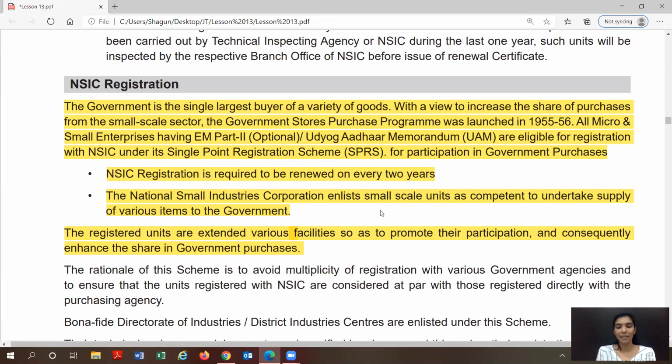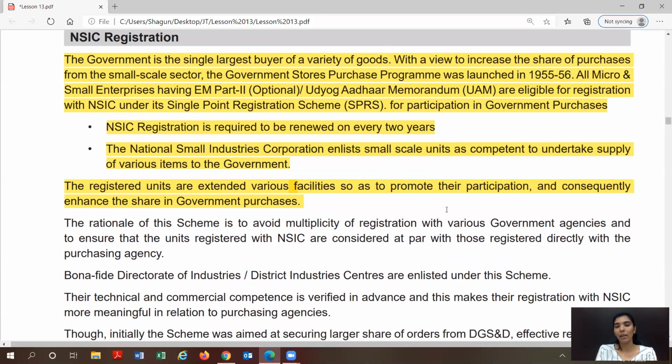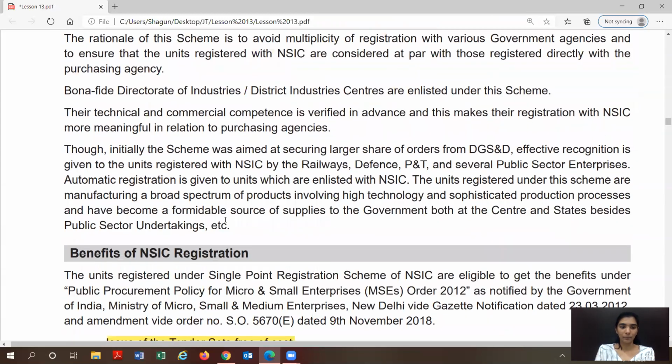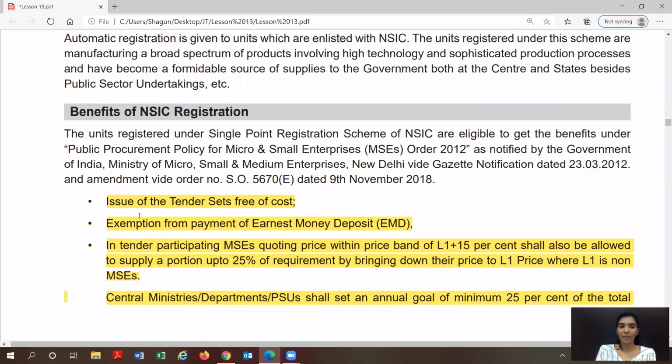So ये NSIC registration क्यों start किया गया है? To give benefits to certain small scale business units to undertake supply. They will do supplies of goods and services to the government. The registered units are extended various facilities so as to promote their participation and consequently enhance the share in the government purchases. What are the benefits?